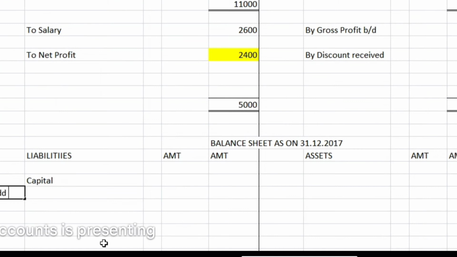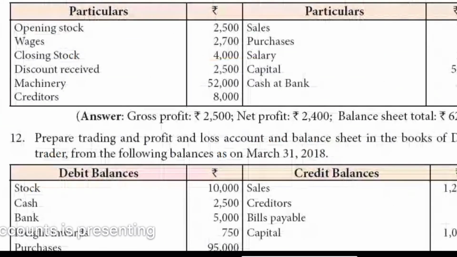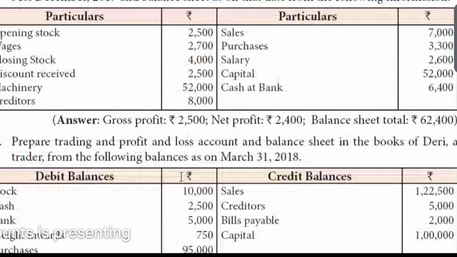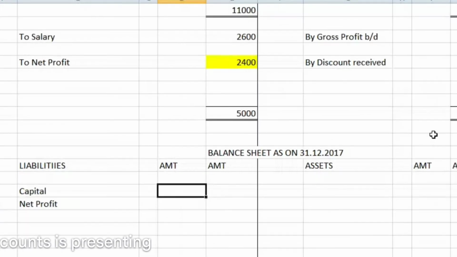So add net profit and go into the sum and see whether you have any drawings. In this sum we don't have any drawings, so it's just capital and net profit which you're going to add and write. So 52,000, in a column because it's an addition. The net profit which we found was 2,400. So 52,000 plus 2,400 is 54,400. Put it in the outer column.